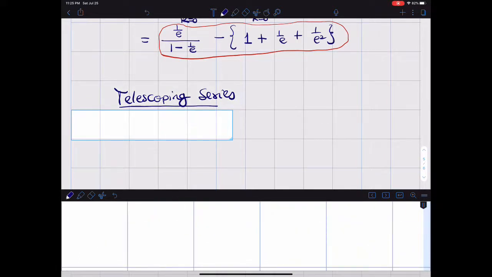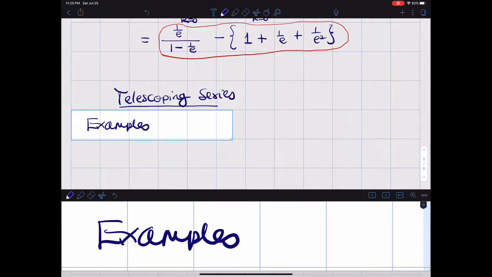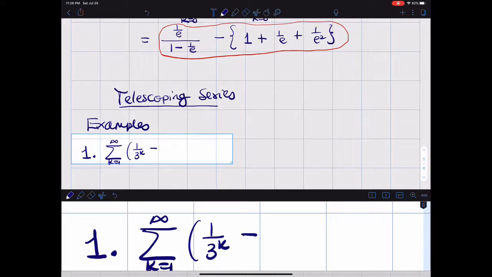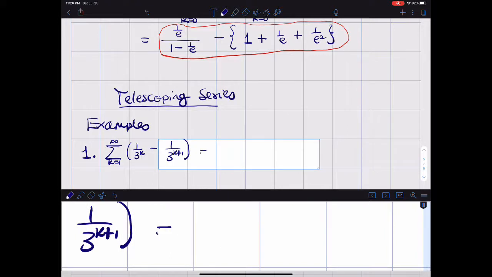All right, so let's look at some examples. The first one is the sum from k equals 1 to infinity of 1 over 3 to the power of k minus 1 over 3 to the power of k plus 1. Well, it looks like the difference between two geometric series, but when you add them up, they look different. So think about this.